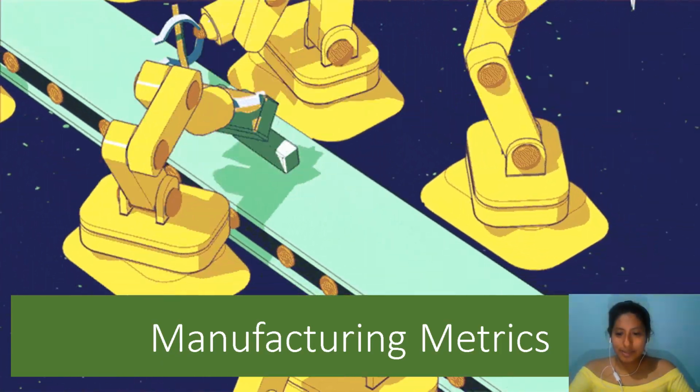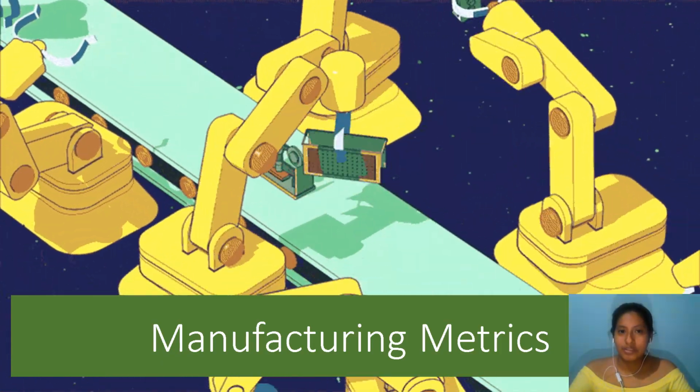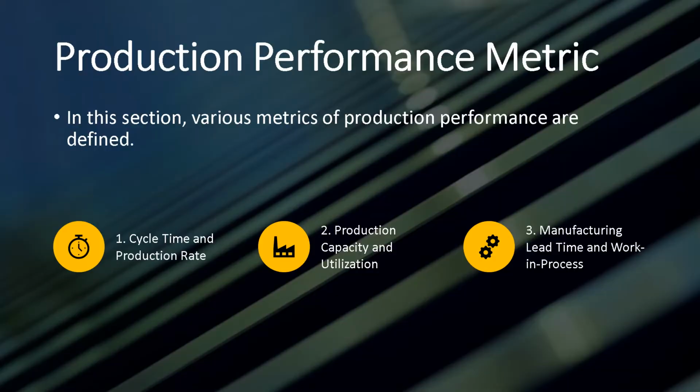Hi, in this video we will review the manufacturing metrics. In production performance metrics, we have cycle time and production rate, production capacity and utilization, and manufacturing lead time and work in process.